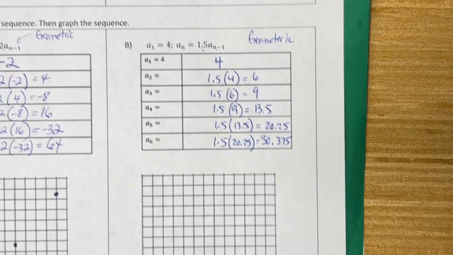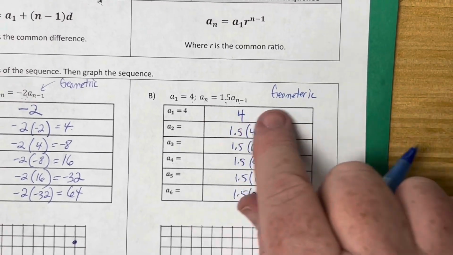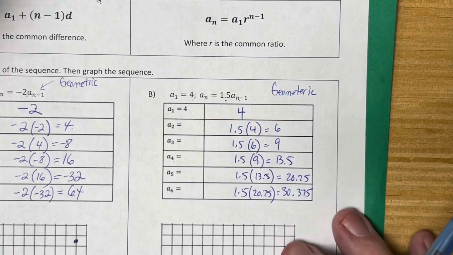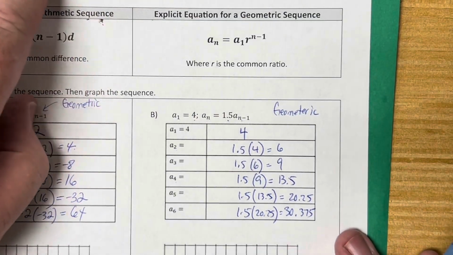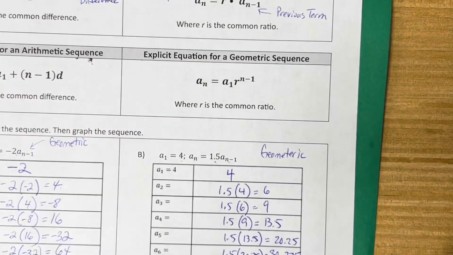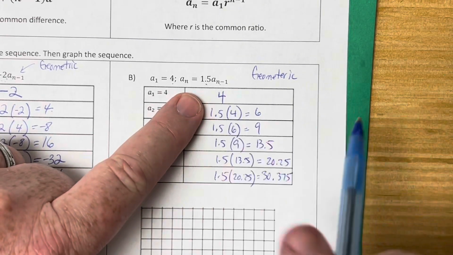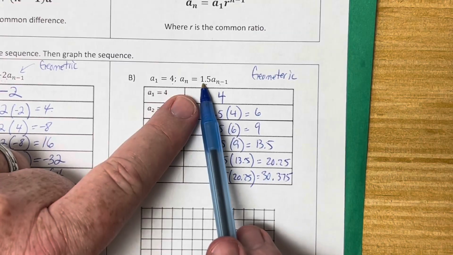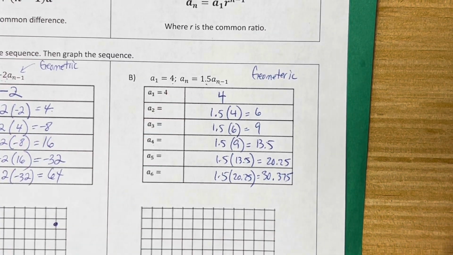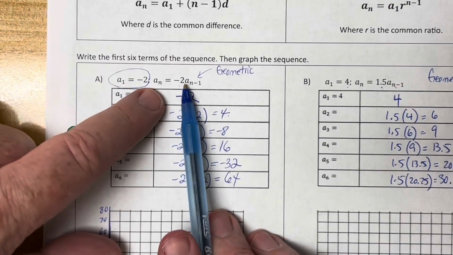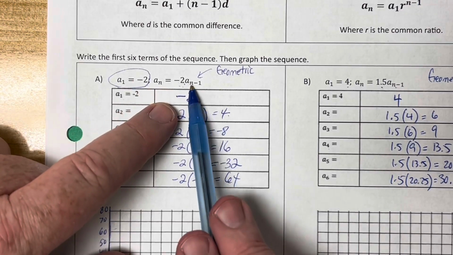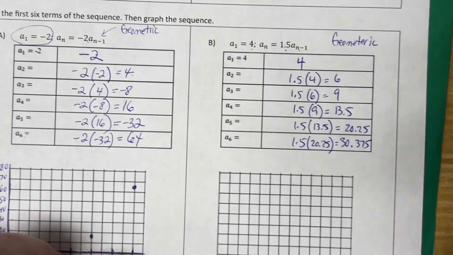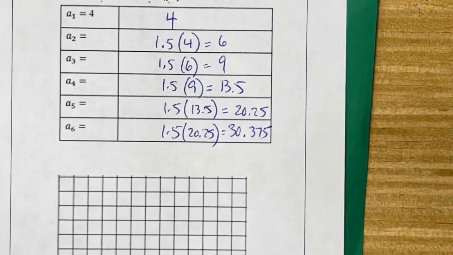Okay, so just circling back here, this equation is describing how we can define or describe the sequence. So this sequence, each term is found by multiplying the previous term by 1.5. So that's the description. Same thing over here. This sequence is found by multiplying -2 by the previous term. So that's what these equations are showing us.